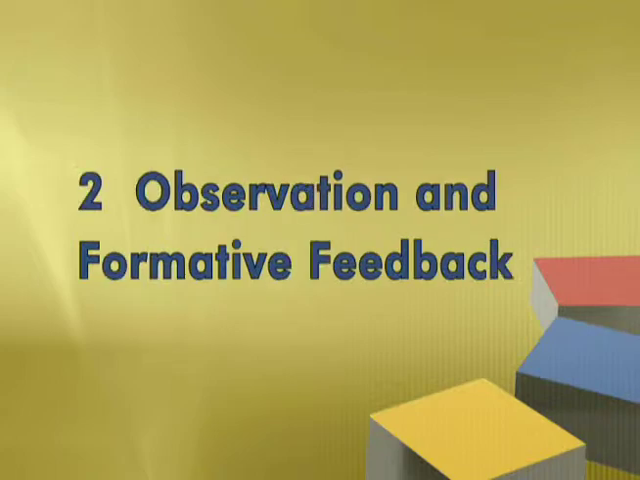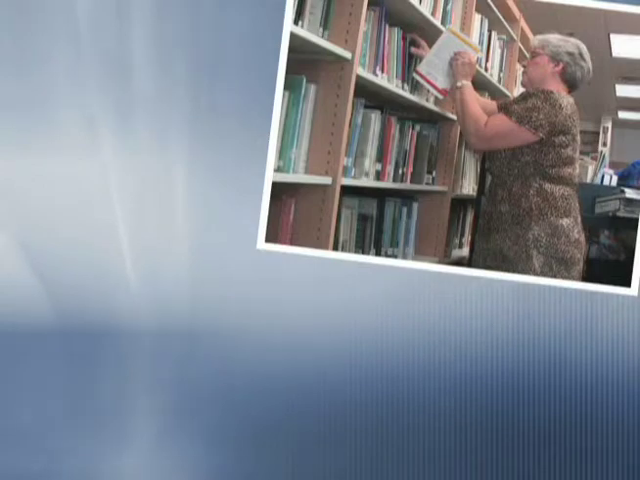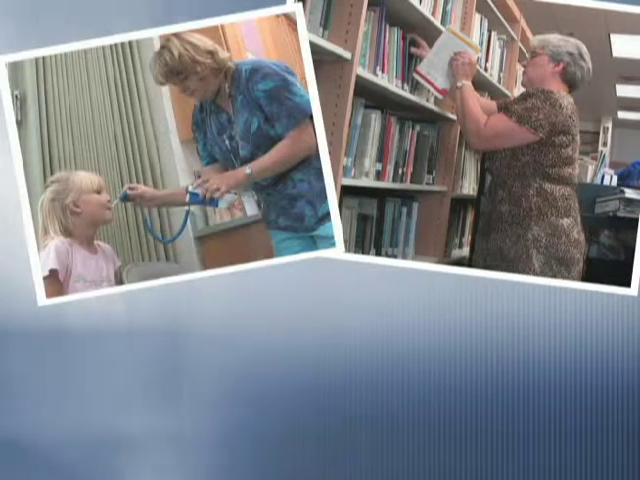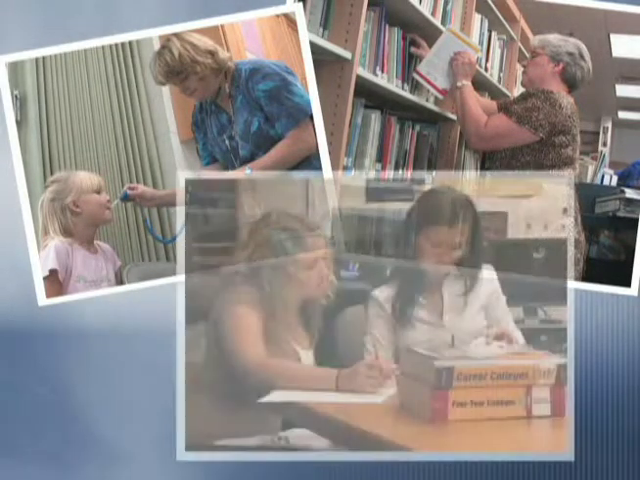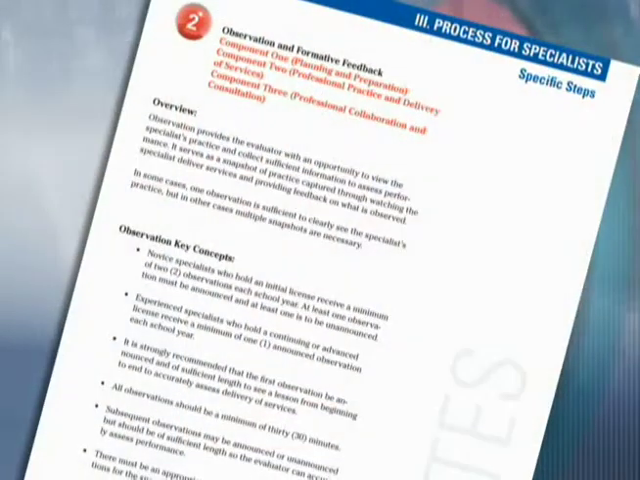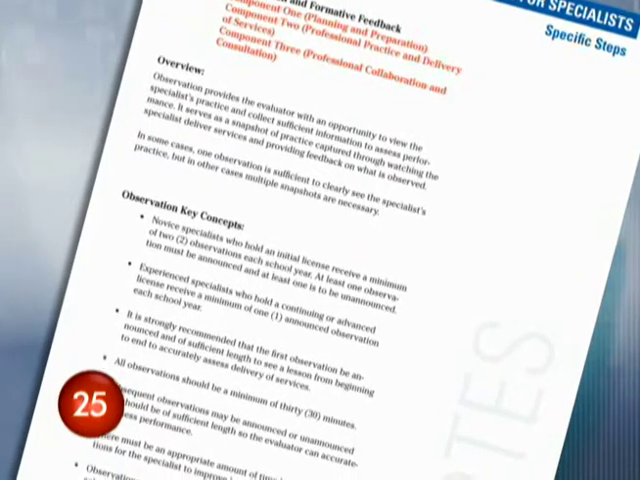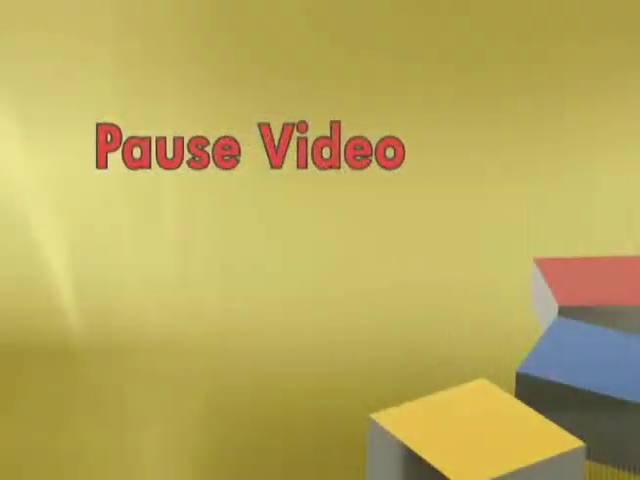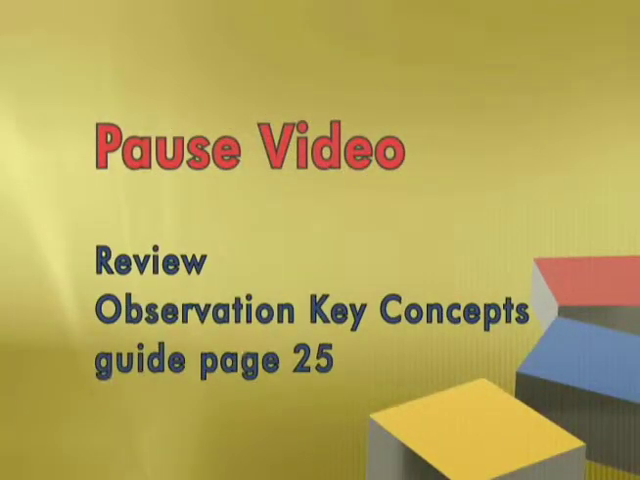Next, we'll review the second area of DPAS II, observation and formative feedback. Observation provides a view of specialist practice and the opportunity to collect information to assess performance. It's like a snapshot of practice. In some cases, one observation is sufficient to clearly see the specialist practice, but sometimes multiple snapshots are necessary. Guide page 25 includes a list of observation key concepts. Pause the video now to review them.